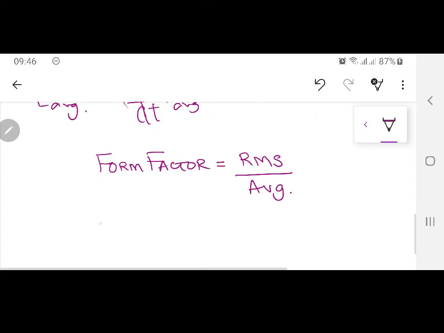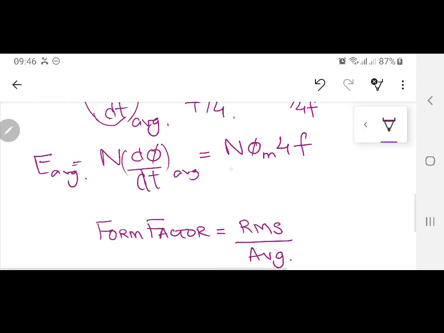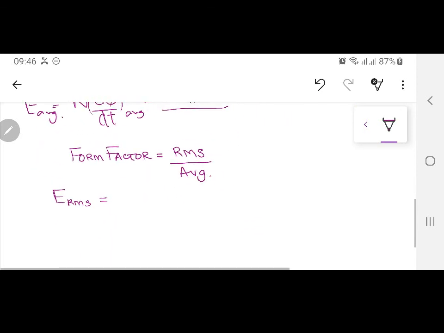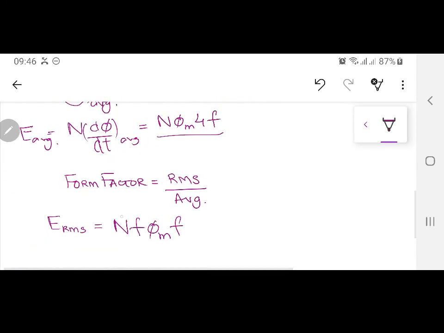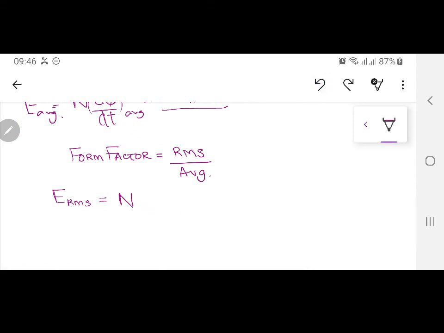So here I require the RMS value of the voltage, because we are always talking in terms of RMS value. What is the average value here? We have found this is N into 4f phi m. So what is the form factor of a sine wave? This you should remember, it is an interview question. Please remember, for a sine wave the form factor, that is RMS divided by average, is 1.11. This is calculated mathematically; you can find it in M.H. Rashid.